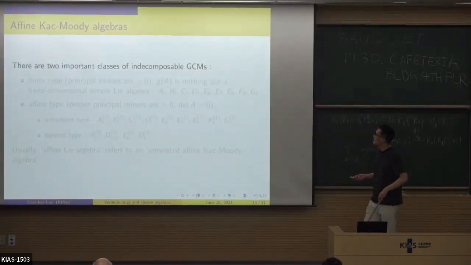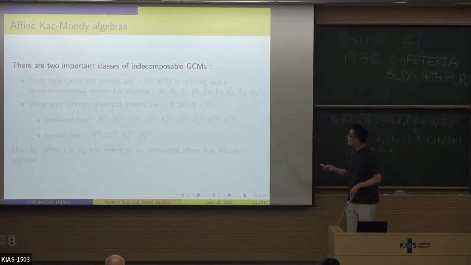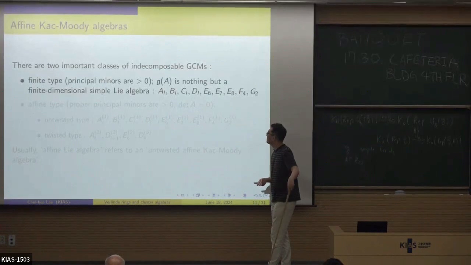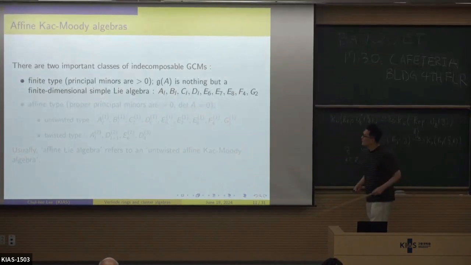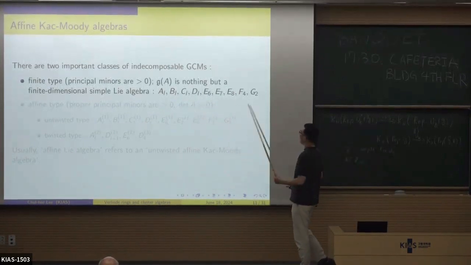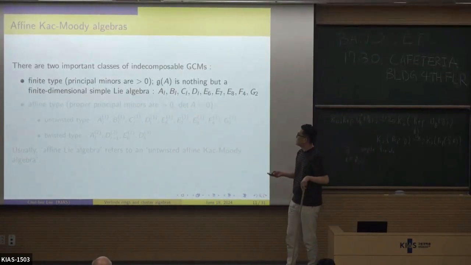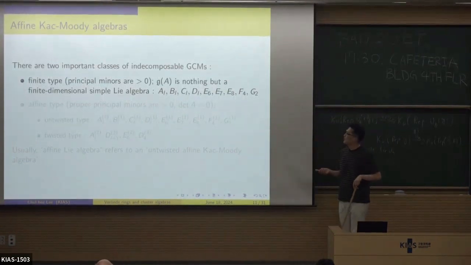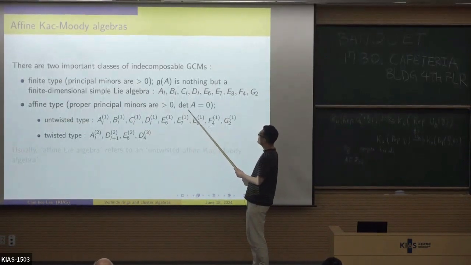And it turns out, once we define Kac-Moody algebras in this way, using the GCM, the generalized Cartan matrix, we can obtain finite type Kac-Moody algebras. And this is nothing but the classical finite-dimensional simple Lie algebras. And the types are A, B, C, D, E, F, G. And there are only finitely many in such a list. There is also another important class of GCMs. It's called affine type. Here, this matrix is not full rank, but its nullity, the dimension of its null space, is 1.